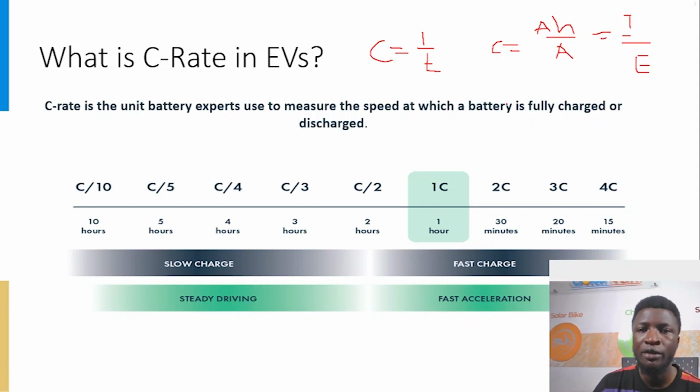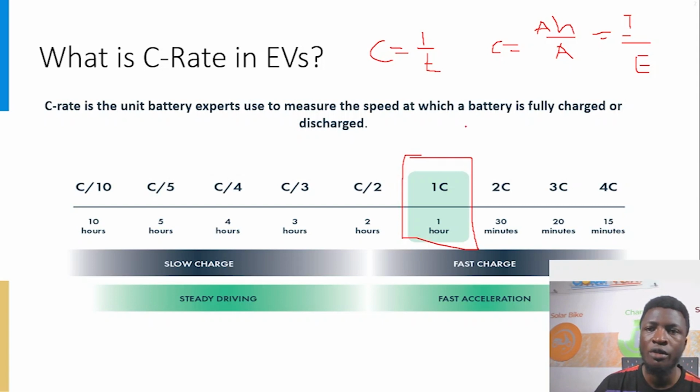So let's say we have an example. You know that 1C equals 1 hour. So if you have a battery capacity, let's say, 20 amp hour. The battery capacity of, let's say, an electric bike is 20 amp hour, and we give it 10 amps. That means we have 10 over 20 amp hour.